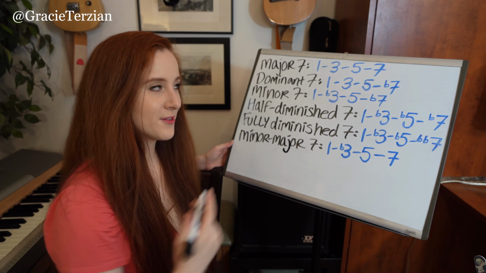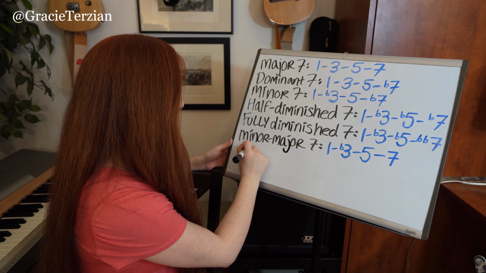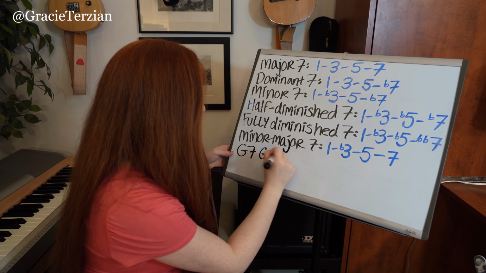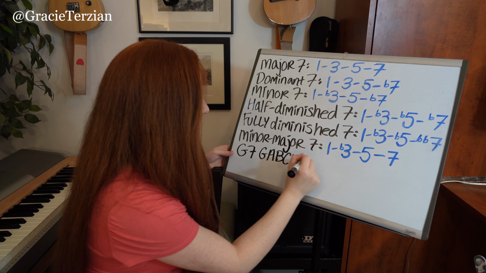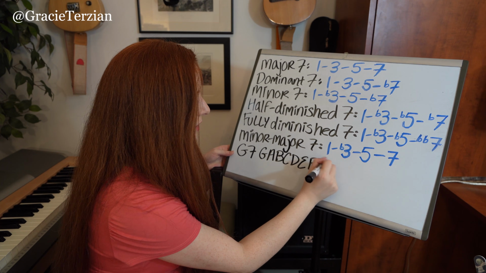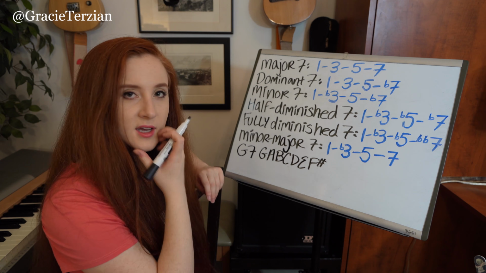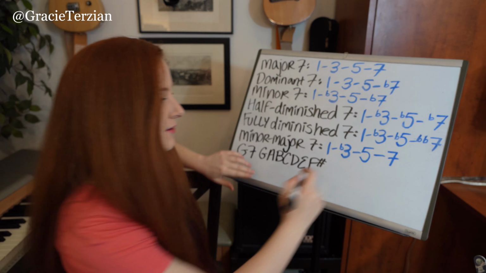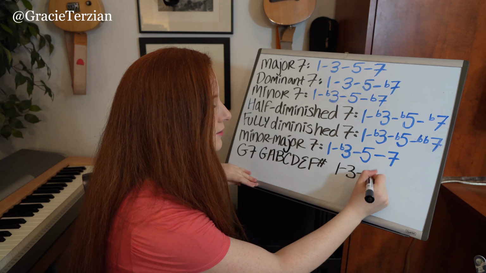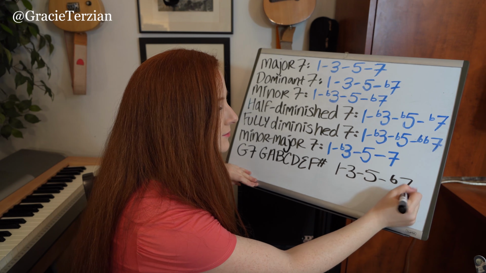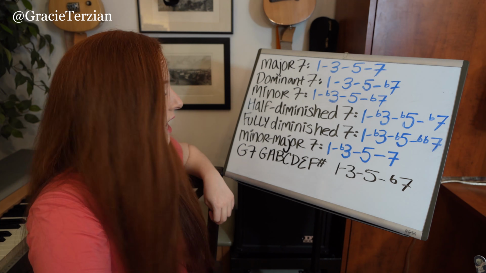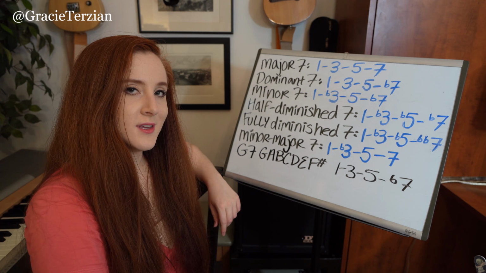Cool. Now let's figure out the notes in a G7 chord. So again, we're going to write out our G major scale: G, A, B, C, D, E, and F sharp. And what was that dominant 7 formula again? 1, 3, 5, flat 7. So 1, 3, 5, and flat 7.